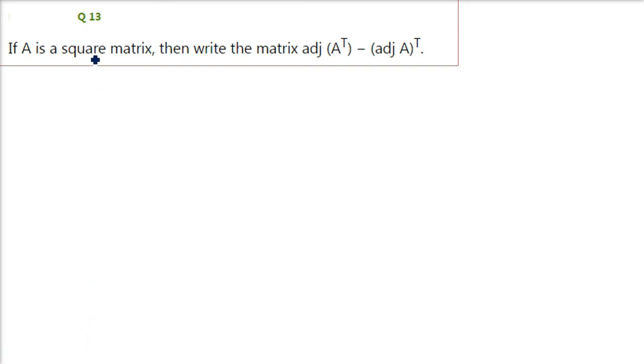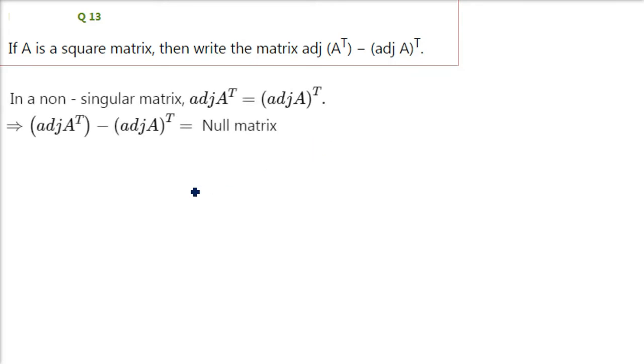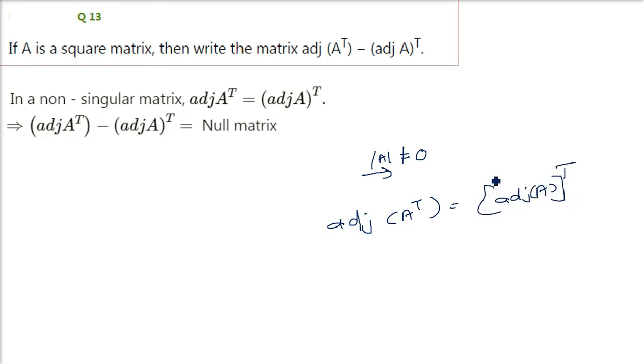If A is a square matrix, then write the matrix adjoint A transpose minus adjoint A transpose. Okay, so let me tell you, when we were discussing the theory, I told you that when the determinant of A is not equal to 0, that means we have a non-singular matrix. So the adjoint of A transpose, that is, you take the A transpose and then find out the adjoint, or you can find out the adjoint A and then transpose. Both of them are equal.